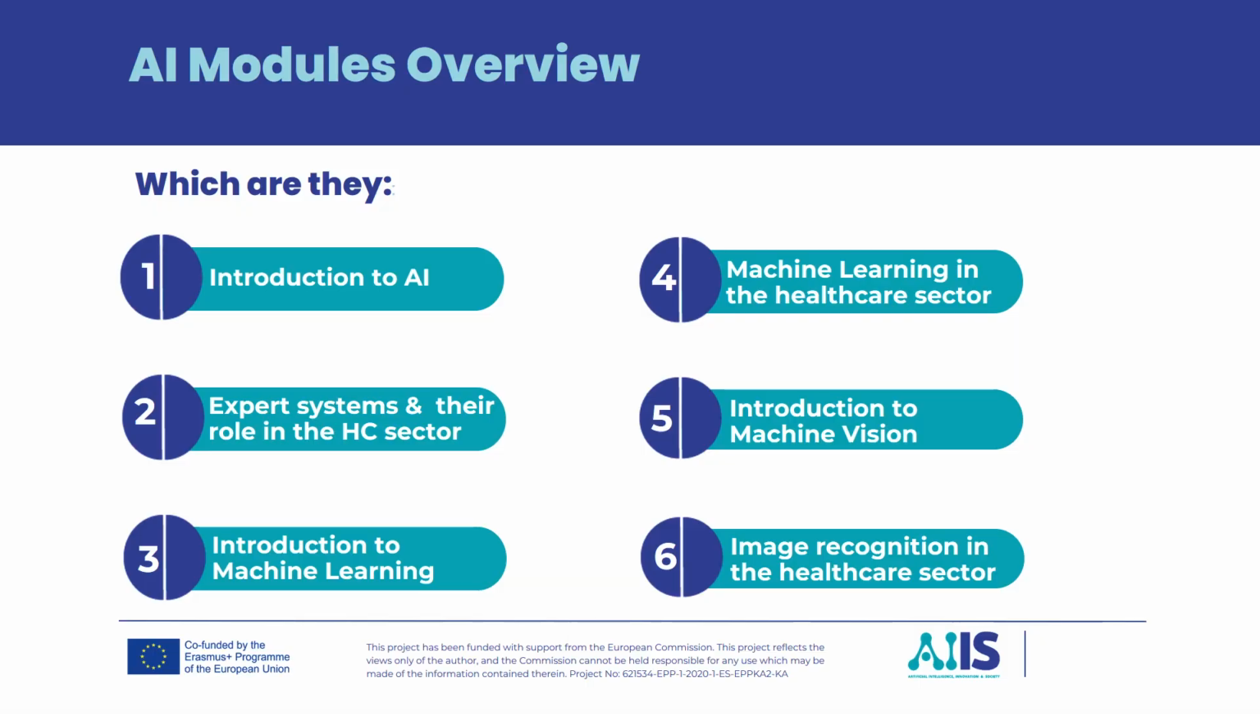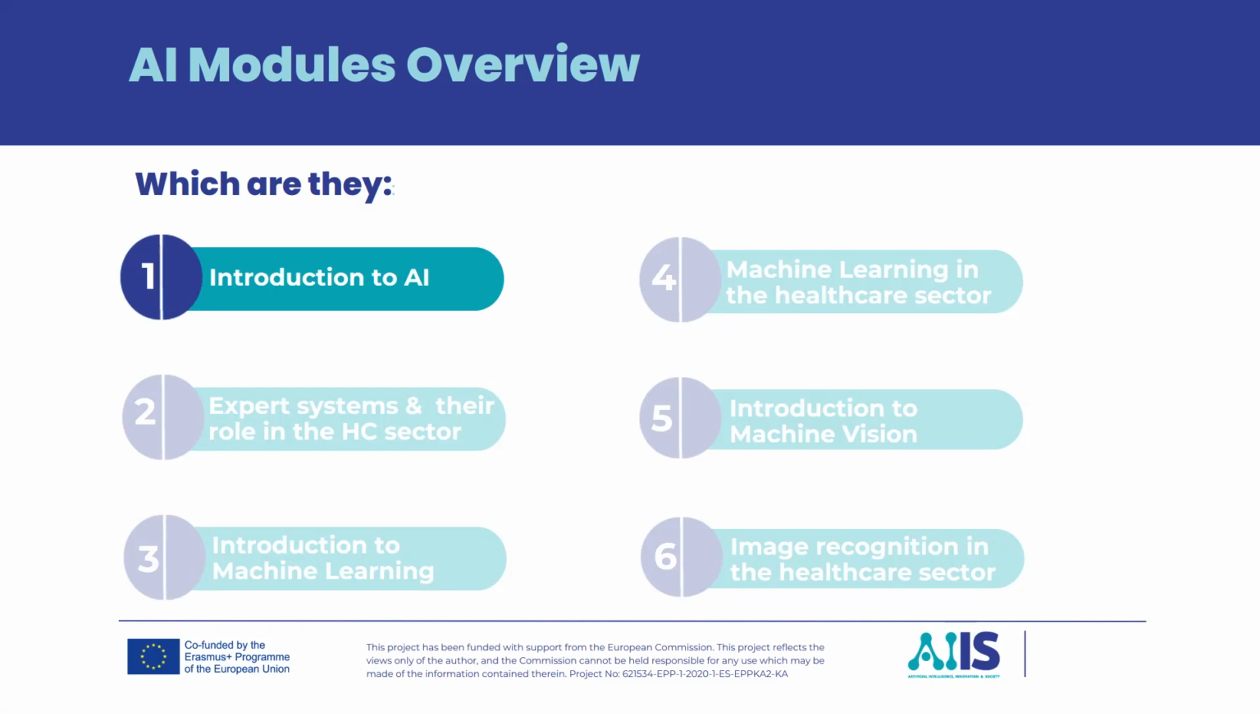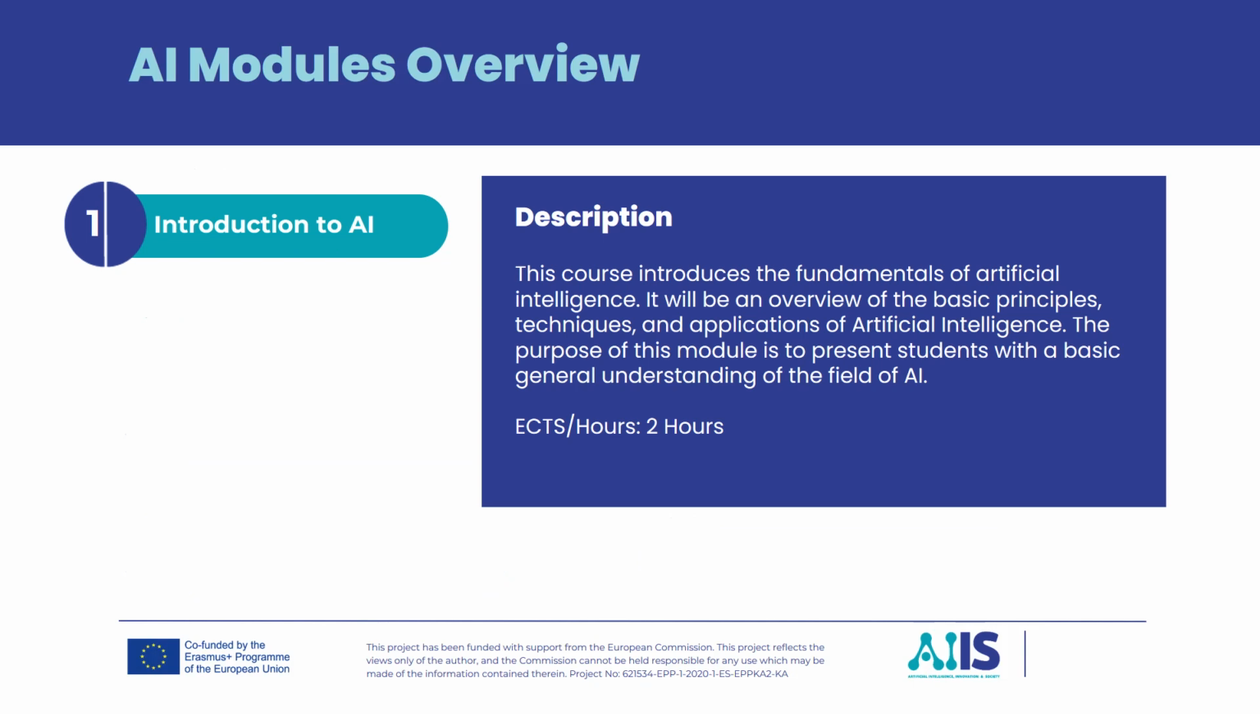So, the AI modules that are included in the AIIS Learning Program are: 1. Introduction to AI, 2. Expert systems and their role in the healthcare sector, 3. Introduction to machine learning, 4. Machine learning in the healthcare sector, 5. Introduction to machine vision. And last but not least, the sixth one, image recognition in the healthcare sector. So let's start with our first module, the Introduction to AI.